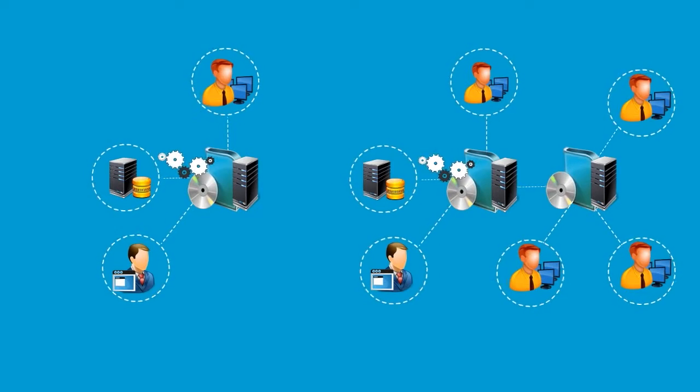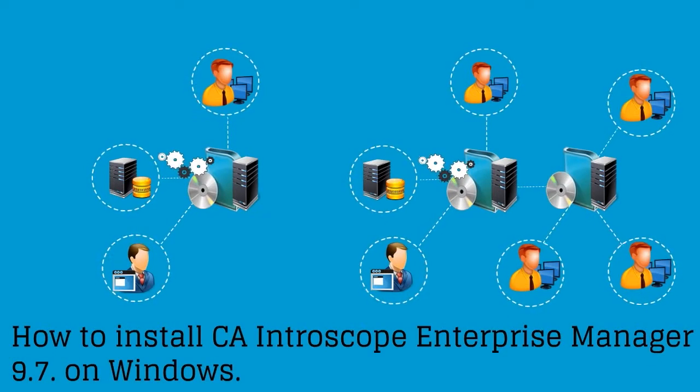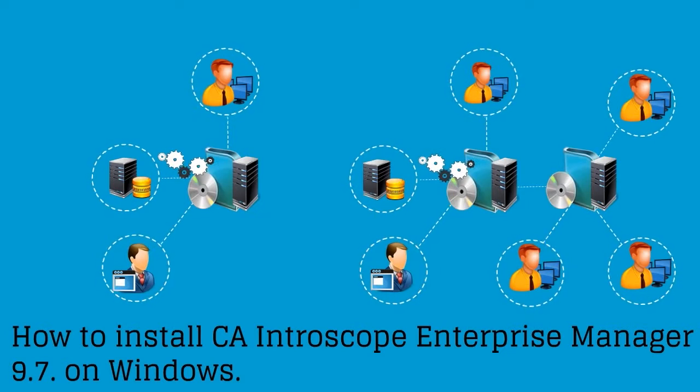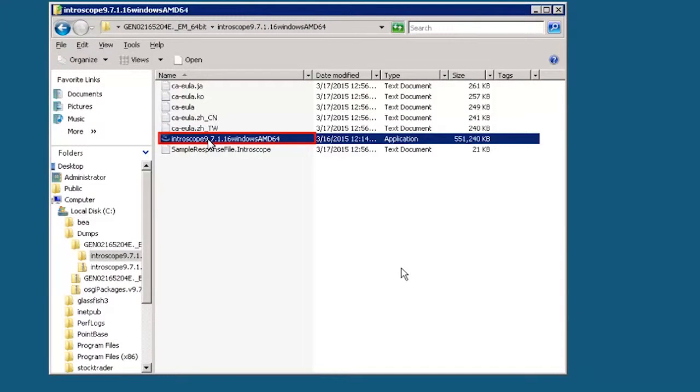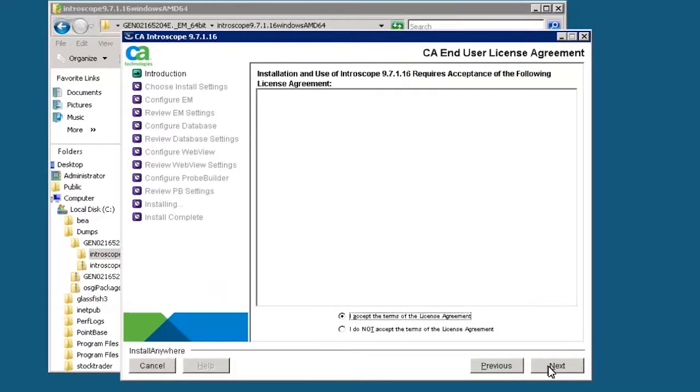In this video, you will learn how to install CA Introscope Enterprise Manager 9.7 on Windows. Double-click the CA Introscope Enterprise Manager installer file to start the installation. The installation and use of CA Introscope 9.7 requires acceptance of the license agreement. Let's select the I accept the terms of the license agreement radio button, and then click Next.